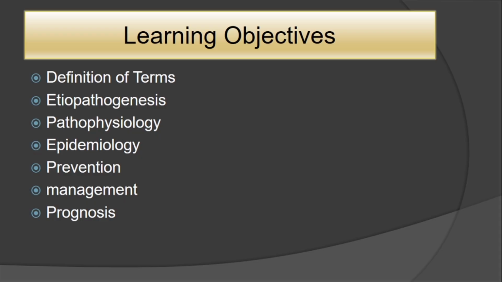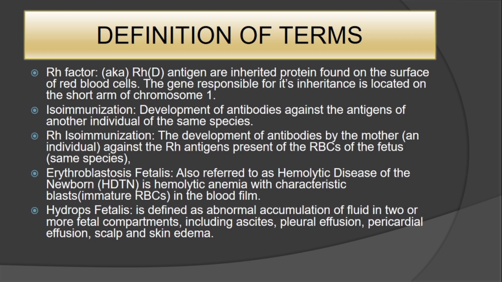At the end of this discussion, you should be able to define some relevant terms, understand the etiopathogenesis of Rhesus Isoimmunization, the pathophysiology, epidemiology, prevention, management, and prognosis. There are certain terms that are peculiar to the subject of Rhesus Isoimmunization.